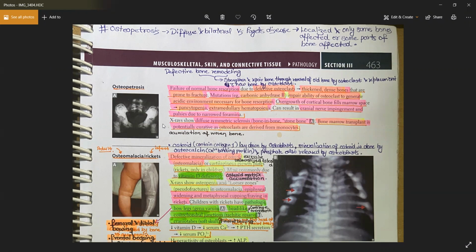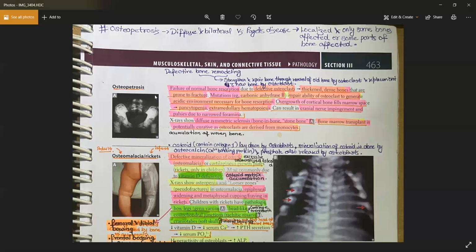What treatment can you give? You can give the patient a bone marrow transplant, because you guys know that the osteoclast cells are nothing but the macrophages. Okay, and they're derived from the monocytes. So with the bone marrow transplant, you can give the patient monocytes, and so you can give the patient macrophages and the osteoclast cells also, right?